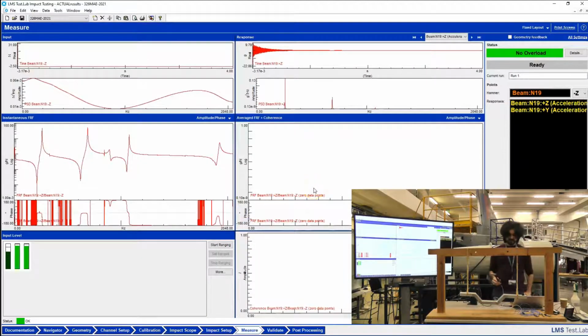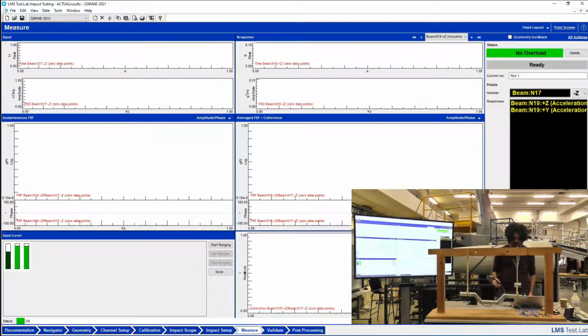So now that I'm done with my driving points, I'll go back to point 1 and I will start recording all points. I will use 3 averages just to keep it short. Ideally you want 10 to 20 averages depending on how large is your structure, how critical is your component as well.